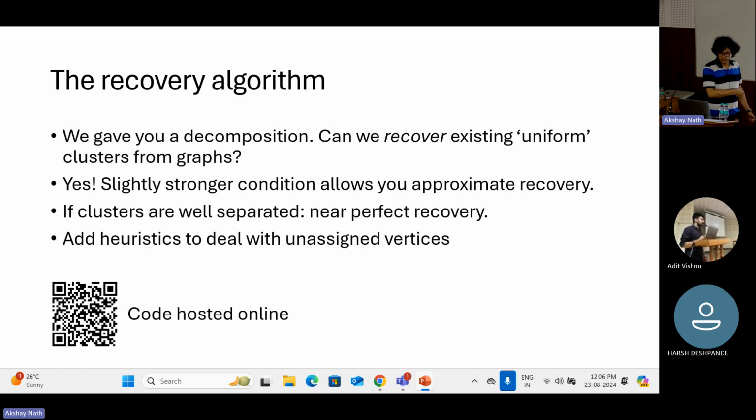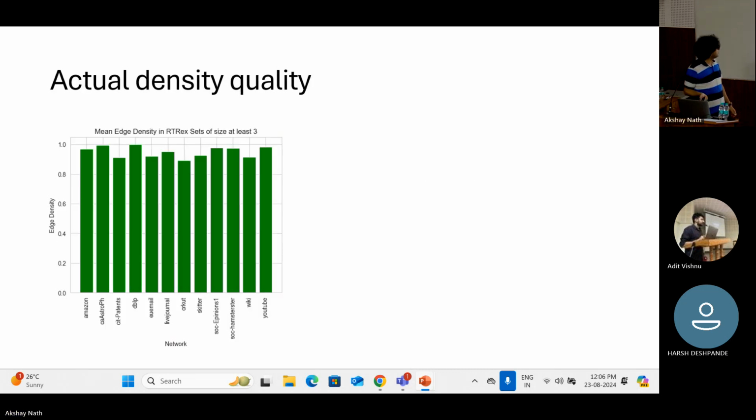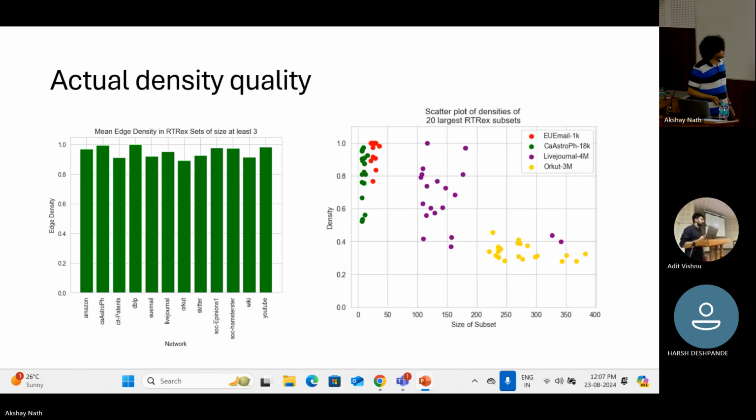Code is here. Please feel free to download it, use it, and tell me what it looks like. And this is the actual density quality from the output: 0.8. So anyway, I'm out of time.